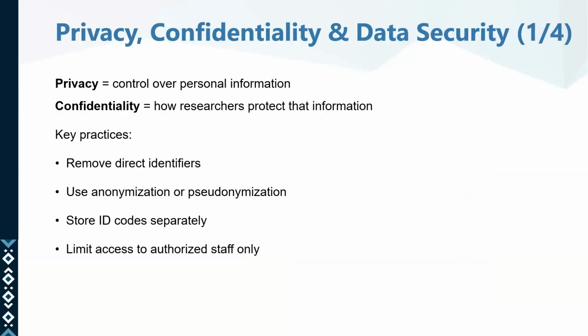Privacy, confidentiality, and data security. What is privacy? Privacy is just the control over personal information. And confidentiality is how researchers protect that information. So key practices here include the removal of direct identifiers, the use of anonymization and pseudonymization, storing ID codes separately, very important, and limiting access to only authorized personnel.